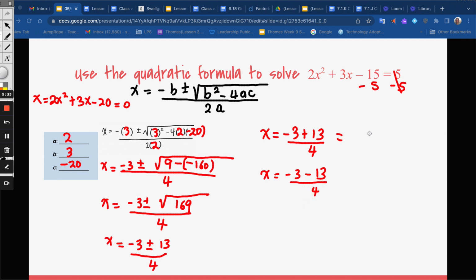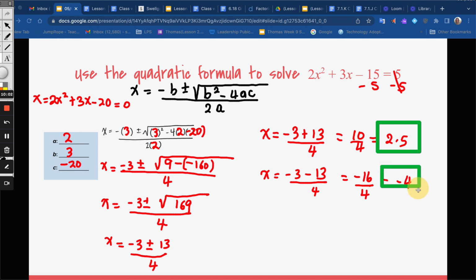This is going to be positive 10 divided by 4. And 10 divided by 4 is equal to 2.5. In this case, it's negative 16 divided by 4. And negative 16 divided by 4 is going to be negative 4. So the two solutions that work in this case are x is equal to 2.5, and x is equal to -4.